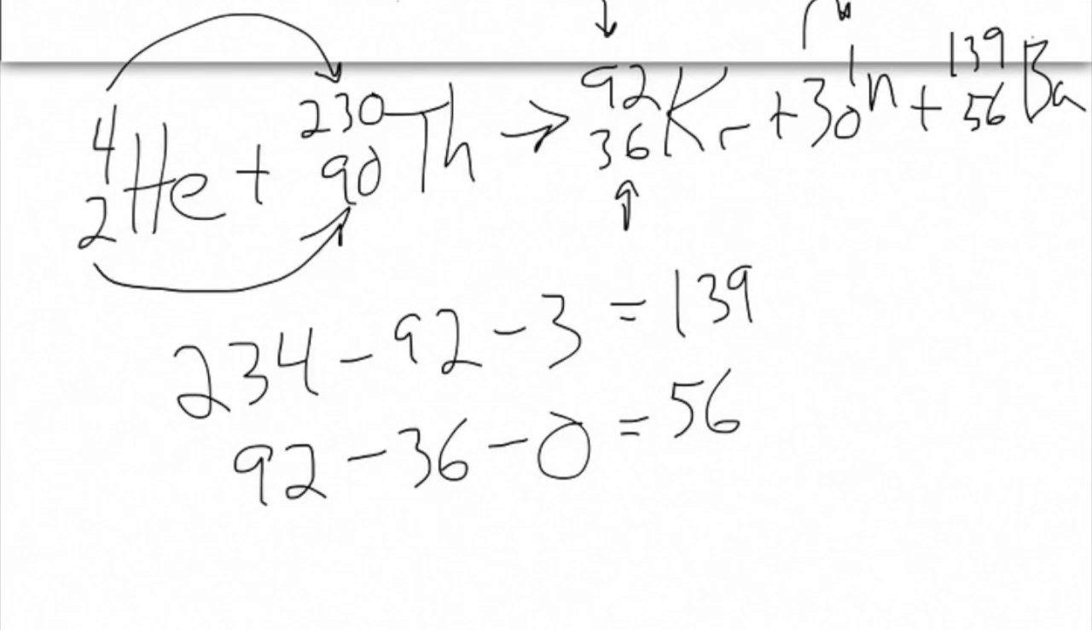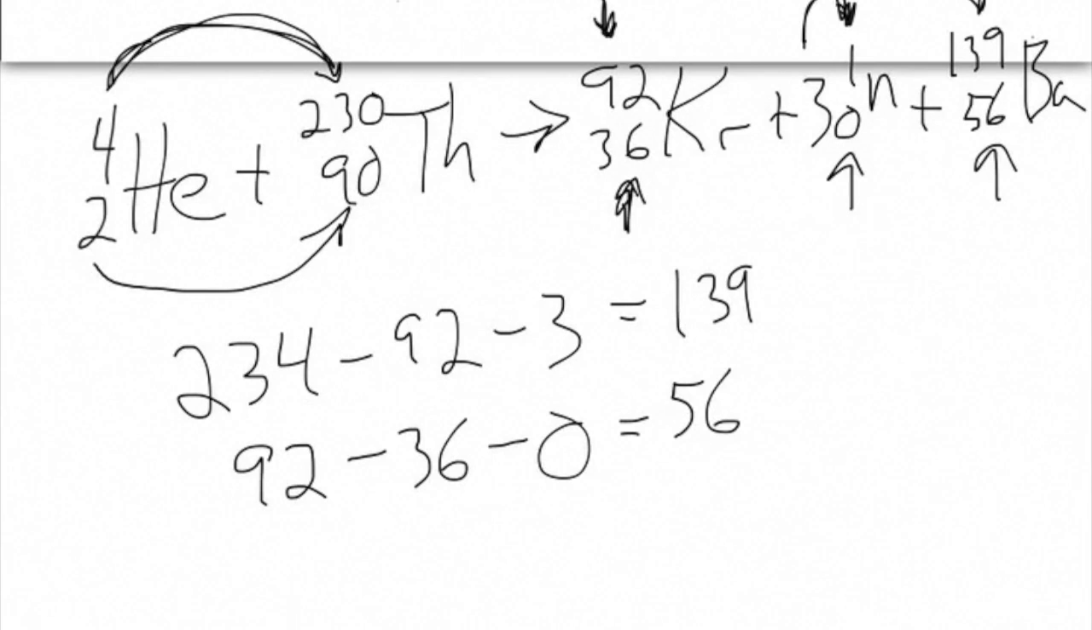So now, go back and look again. You've got 92 plus 3 times 1 plus 139. That adds up to 234, which is the total on this side. And you've got 36 plus 0 plus 56, which adds up to the 92 you have on that side.